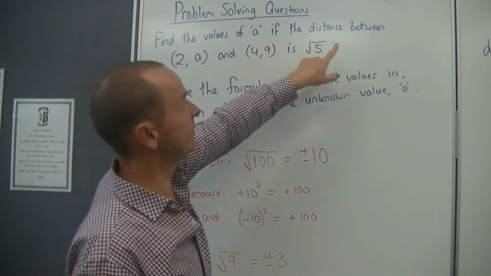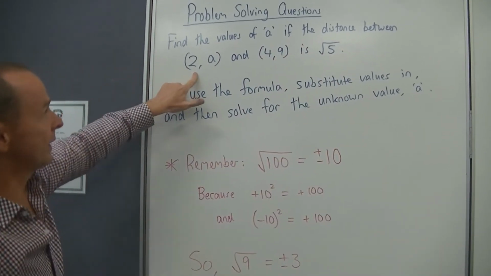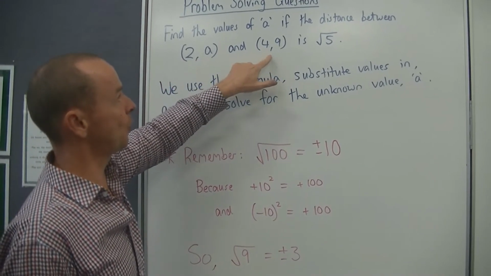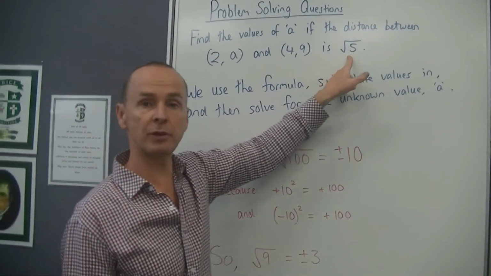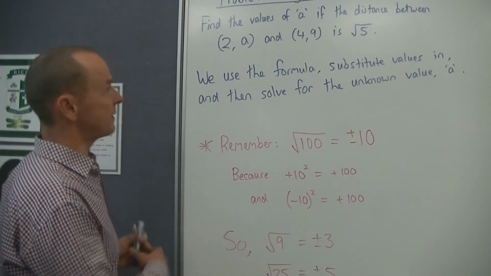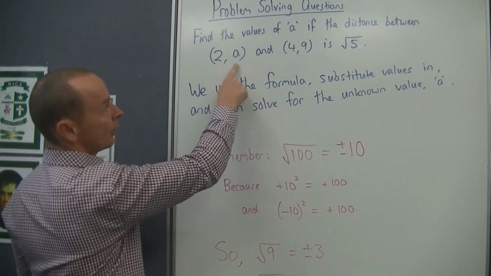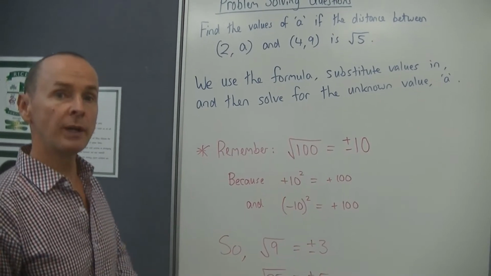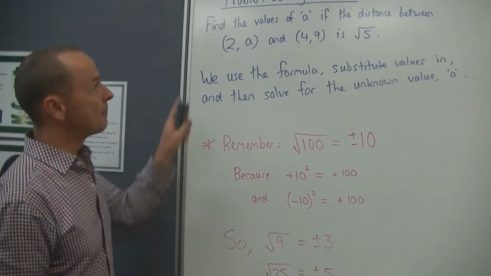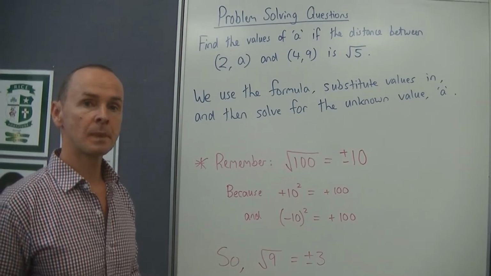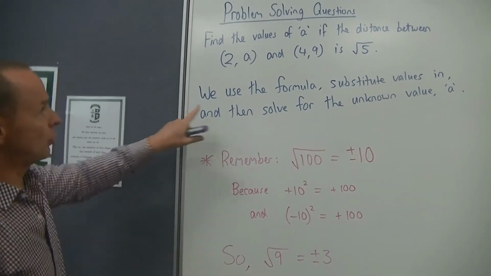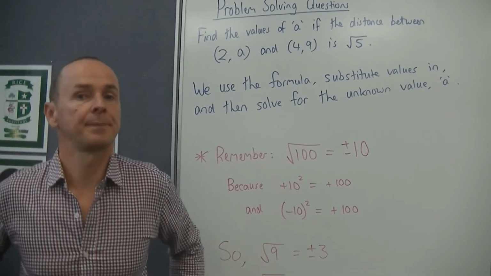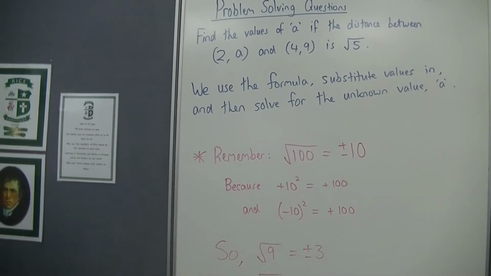Of A, if the distance between these 2 points, so the first point is (2, A), and the second point is (4, 9), but they're giving you the distance is root 5. So what we're missing is the y-coordinate of this point here, 2 something, it might be 2, 7, or it might be 2, 5. We need to know what that value of A is. But we've got all the other bits of information. So all we have to do is use the formula, substitute values in, and then solve for the unknown value of A. Got it all there written for you. So have a look at that.